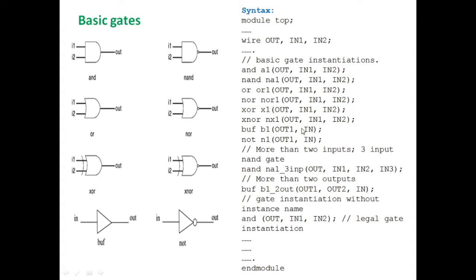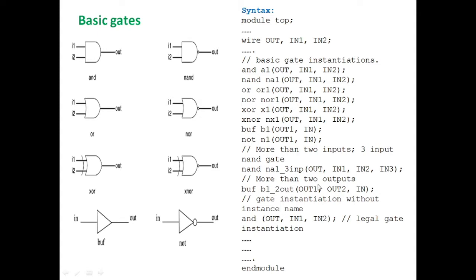Sometimes we can see three input gates or two input gates. For example, a 3 input NAND gate is there, a NAND gate having 3 inputs. So the basic rule is: whenever you are writing any structural instruction, the first terminal in the port list should be an output port, followed by all the three input ports.